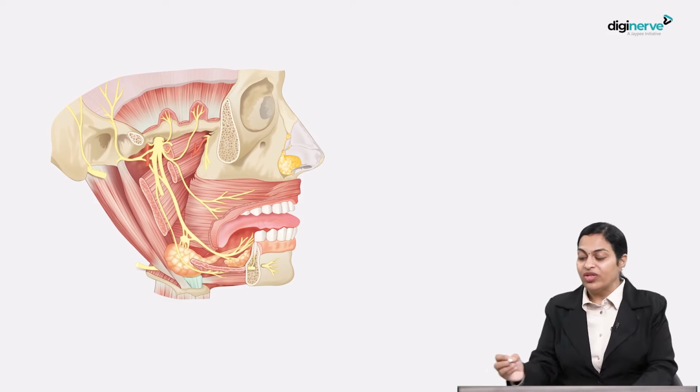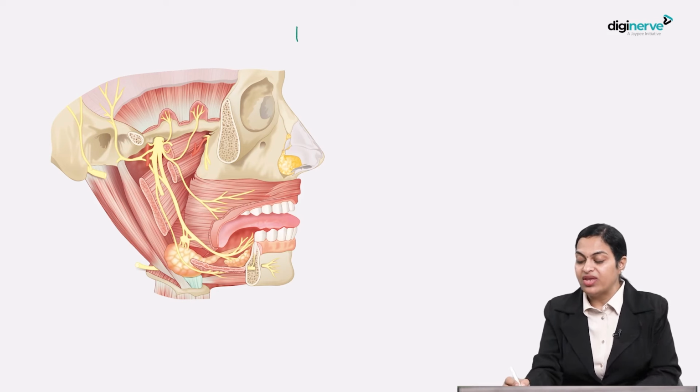Now let us move on to the branches coming from the posterior division of the trigeminal nerve.